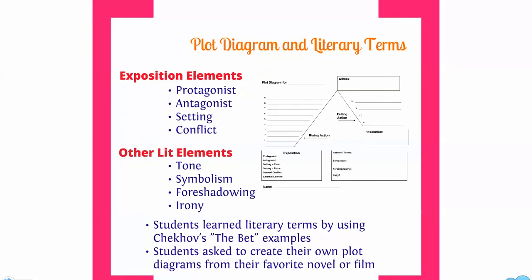In addition to the plot elements, they also learned exposition elements, so what a protagonist, antagonist, setting, and conflict were. Other lit elements that they had to identify were tone, symbolism, foreshadowing, and irony. So again, we reverted back to Chekhov's The Bet for examples, and then for a homework assignment and their individual practice, students were asked to create their own plot diagrams from their favorite novel or film.